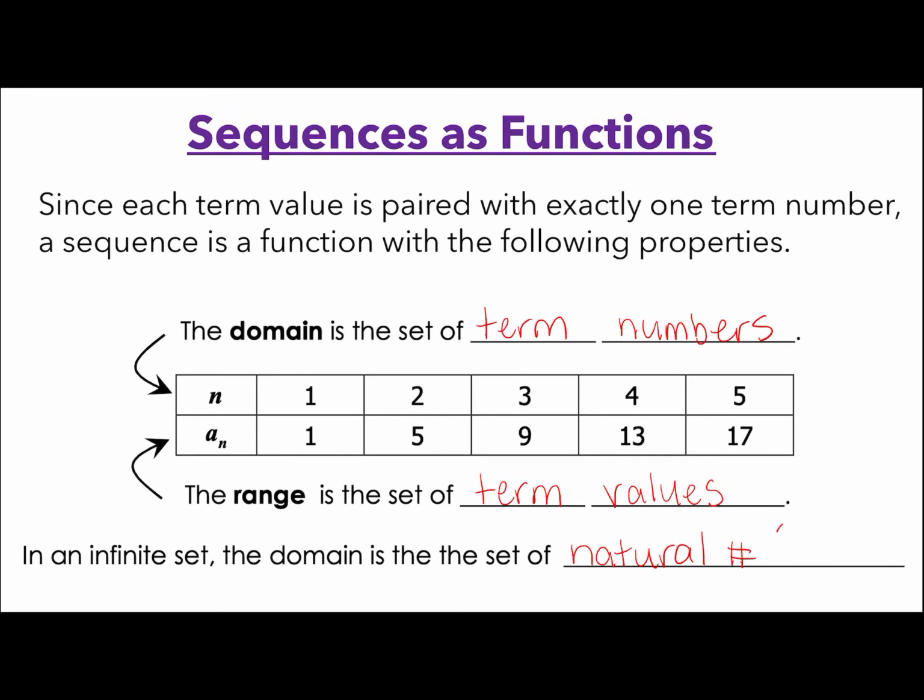A natural number is a counting number. So that's like 1, 2, 3, 4, and so on. No decimals or fractions.